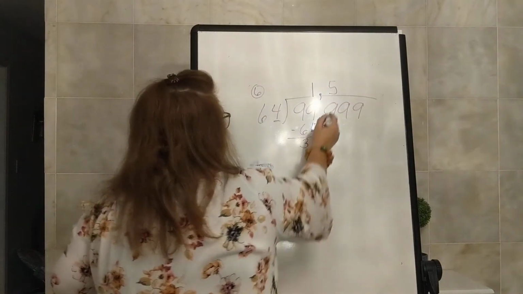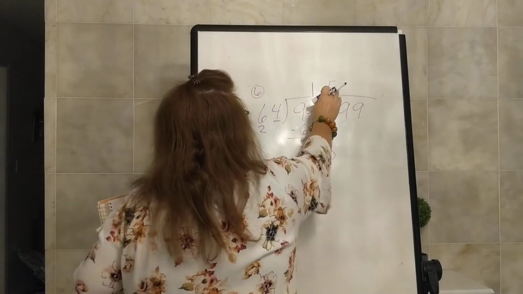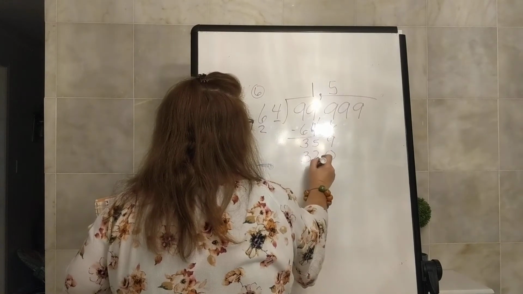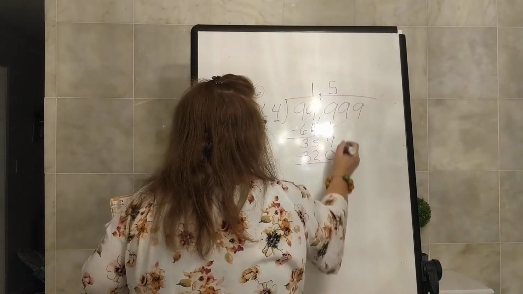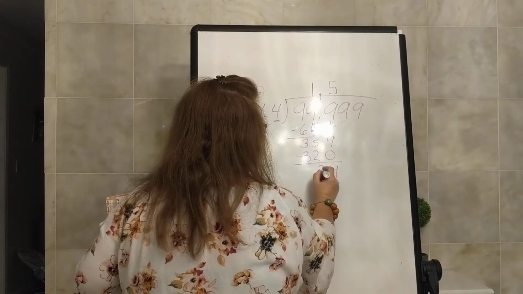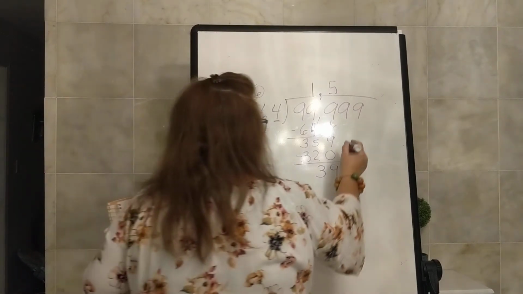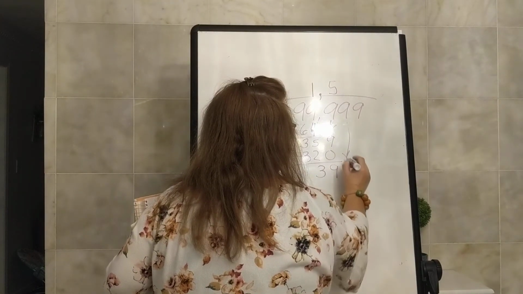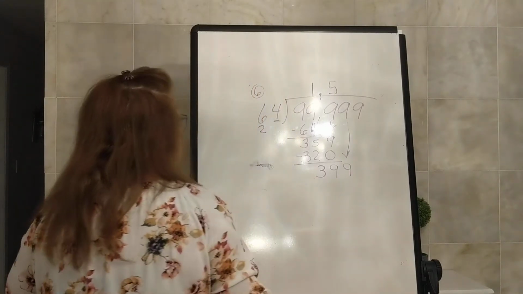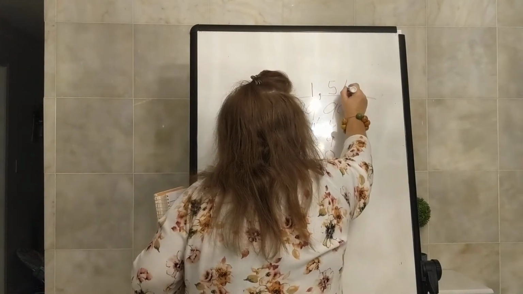We multiply. 5 times 4 is 20. Put 0 down. Carry our 2. 6 times 5 is 30. Plus 2 is 32. Nice neat columns. 9 minus 0 is 9. 5 minus 2 is 3. Is 39 smaller than our divisor 64? It is. So we bring down our next digit, which is a 9. How many times will 6 go into 39? 6 times 6 is 36. So I'm going to go with that.